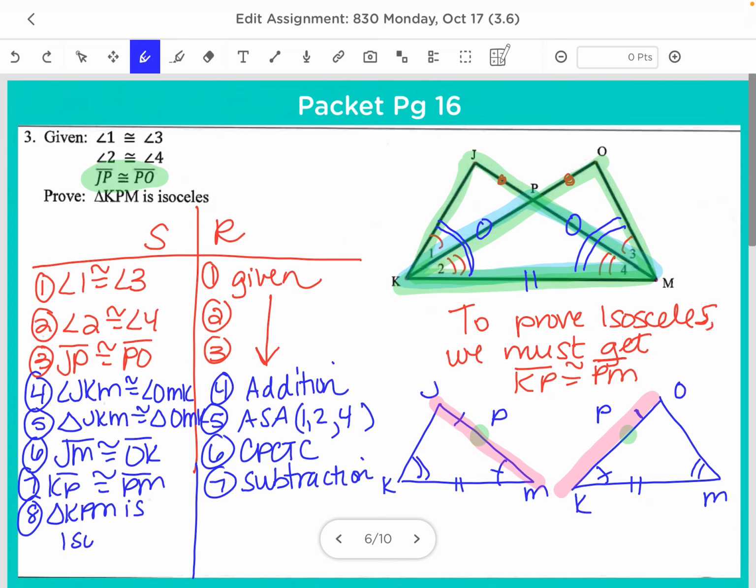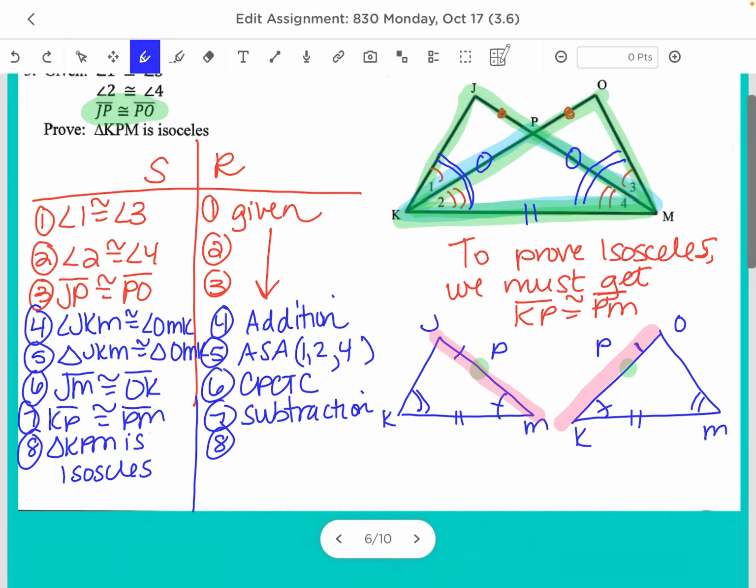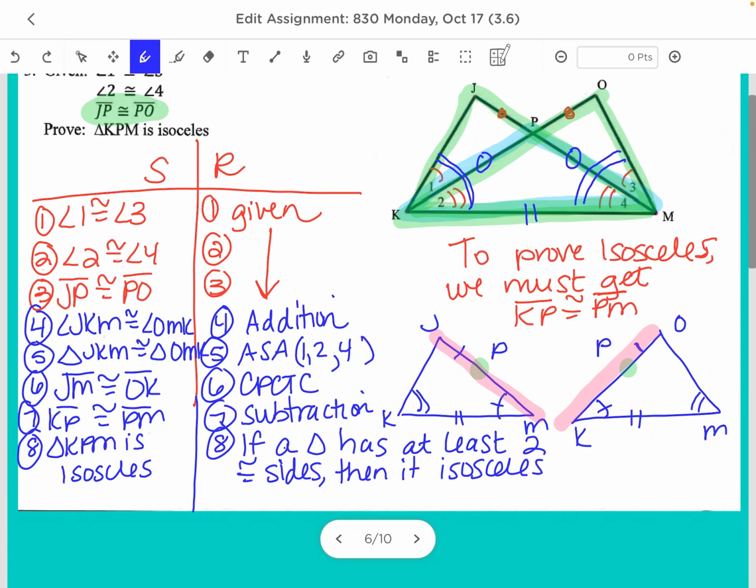I'm going to use my definition of isosceles to turn this into an if-then statement. So, if a triangle has at least two congruent sides, then it is isosceles.